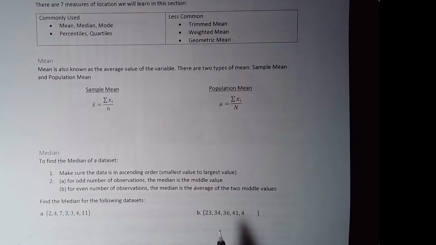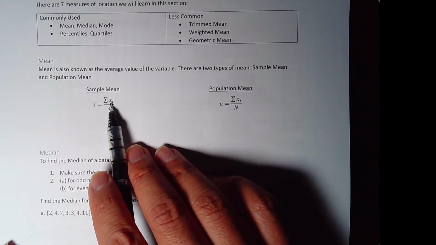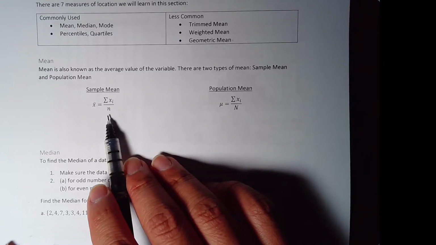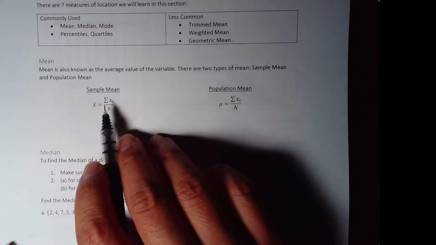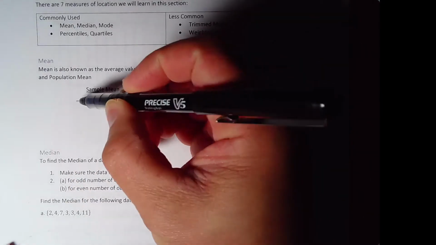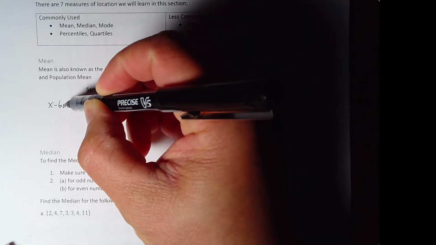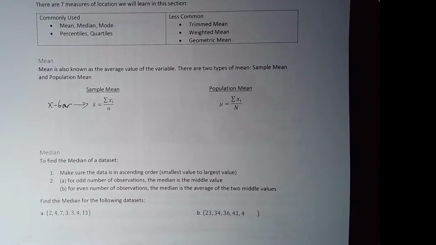Mean is also known as average, and this is the average that you've known since elementary school. If you look at the formula, it's simply adding up all the values and dividing by how many values there were. Now, we will have sample mean and population mean. So remember this notation. We call this x bar. X bar is simply the sample mean.